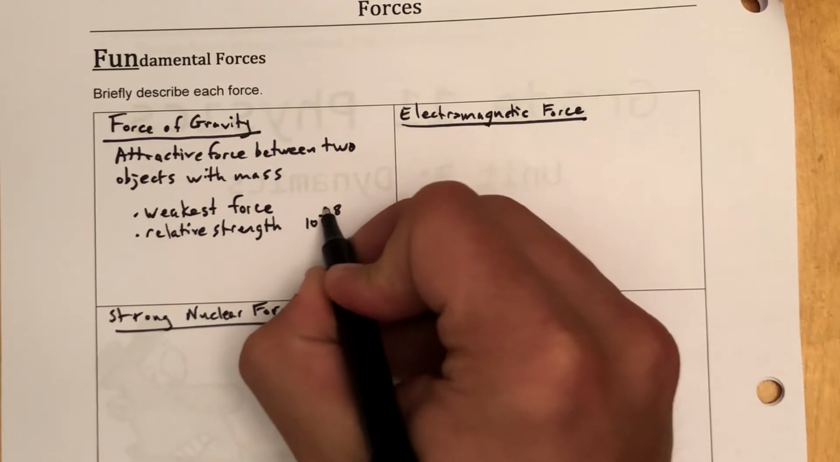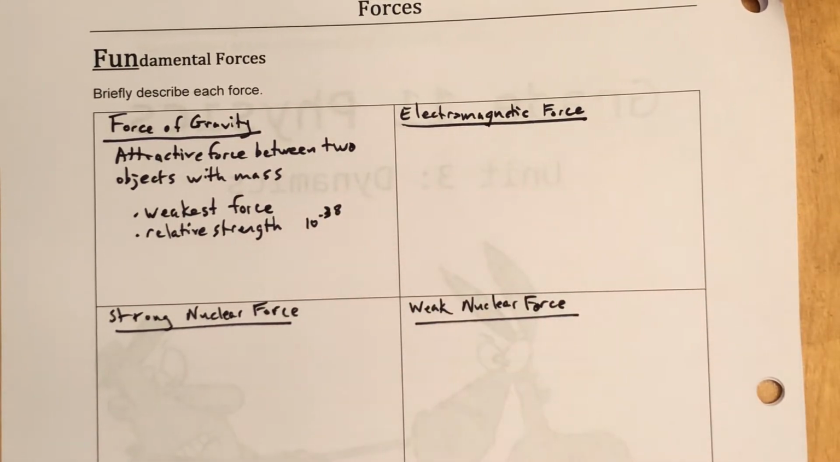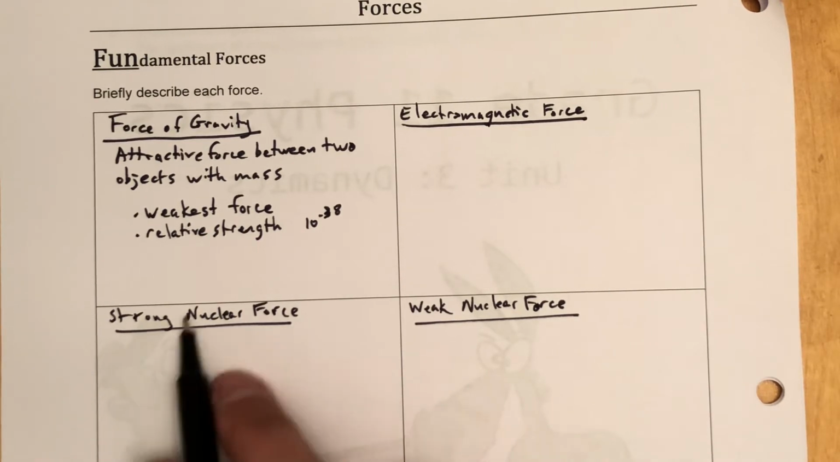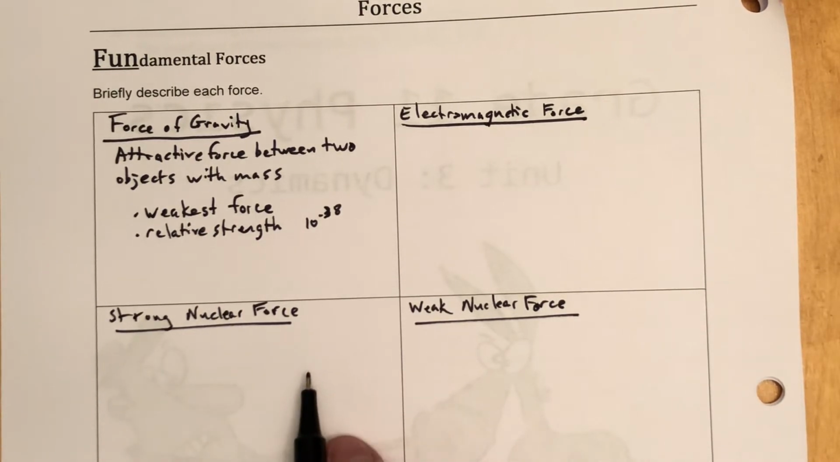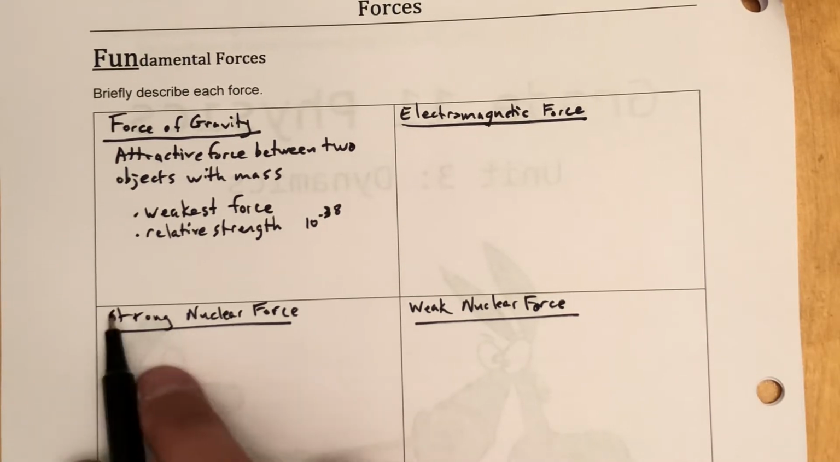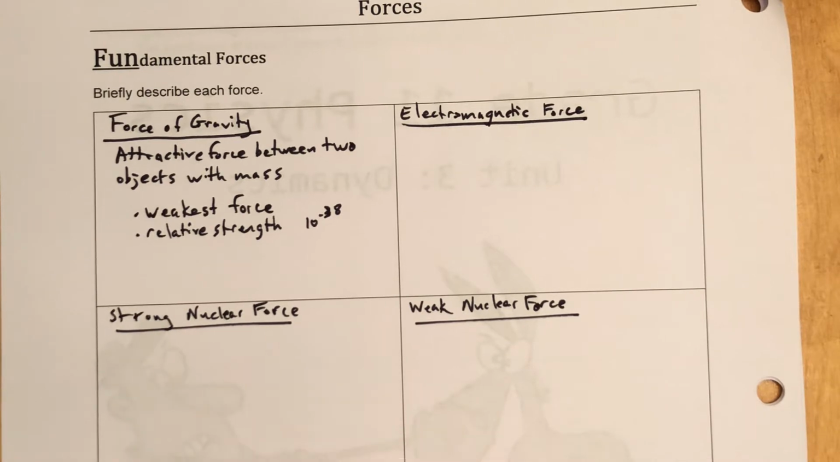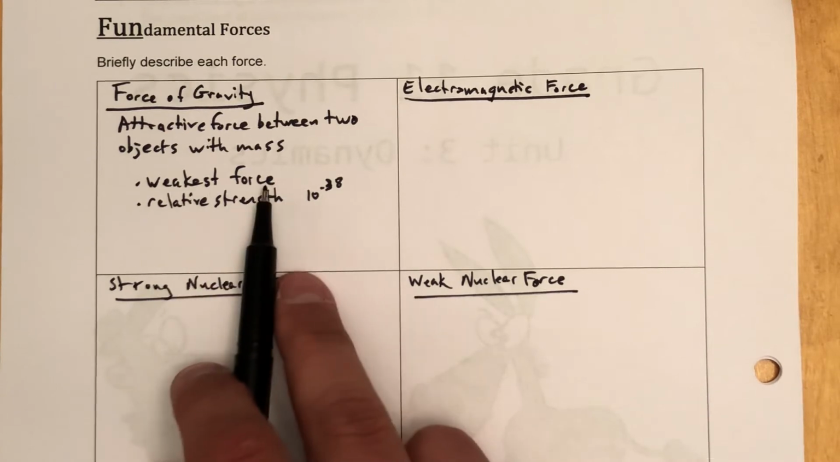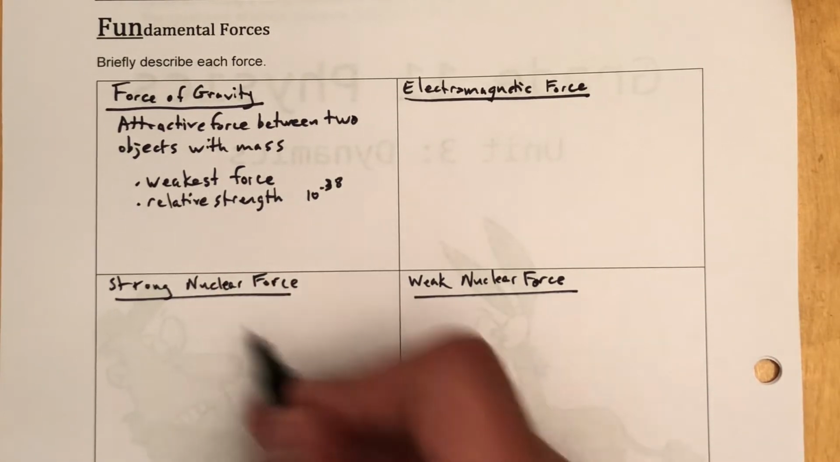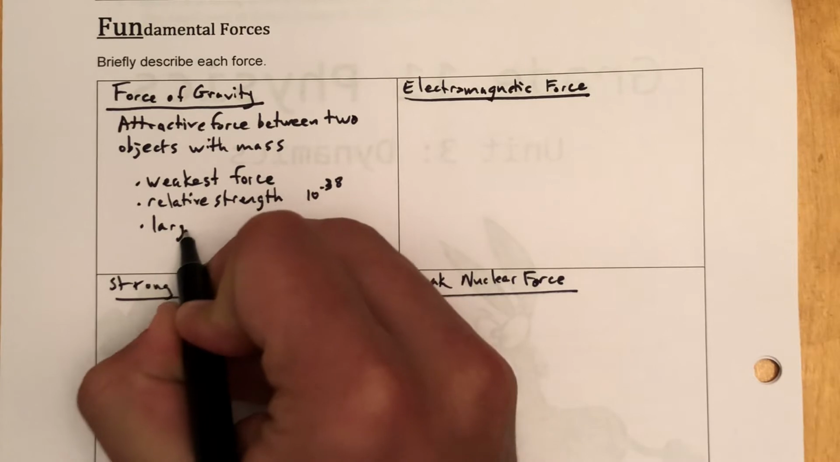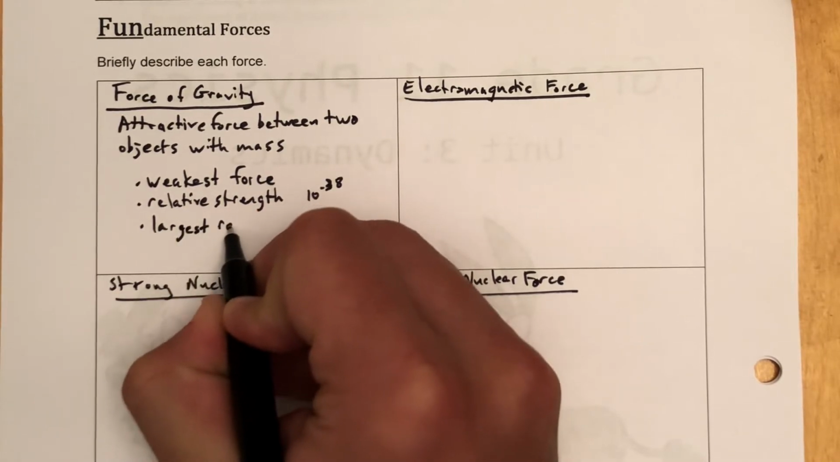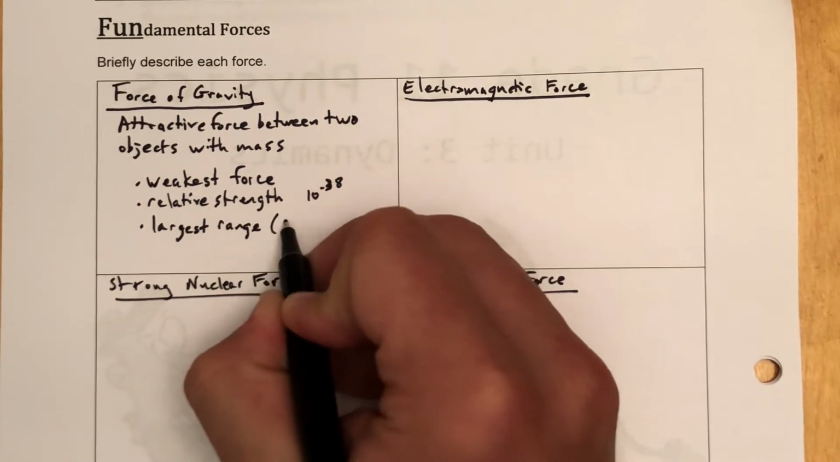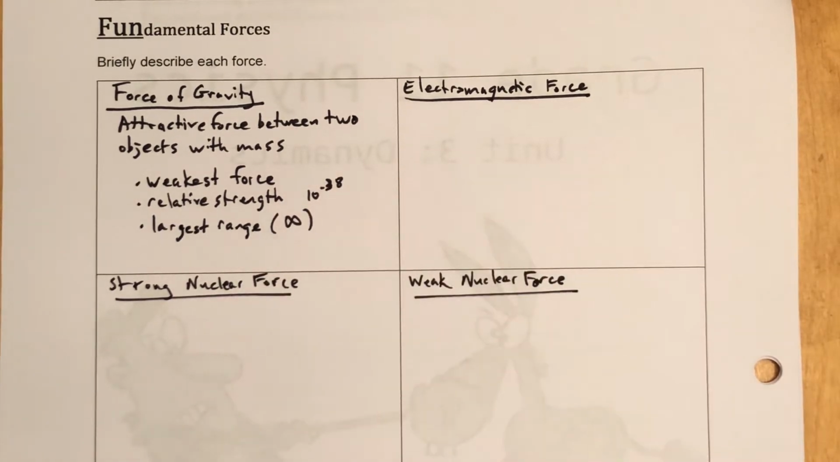It has kind of like a value of 10 to the negative 38 in comparison to if you were to say that the strong nuclear force had a value of 1, which is the strongest of all the forces, which is nice, easy to tell. It's got it in the title right over there, strong nuclear force. So gravity has the weakest relative strength, but at the same time it has the largest range. Well, it's tied for the largest range, which is an infinite amount. This is the infinity sign right over here, an infinite amount of range.